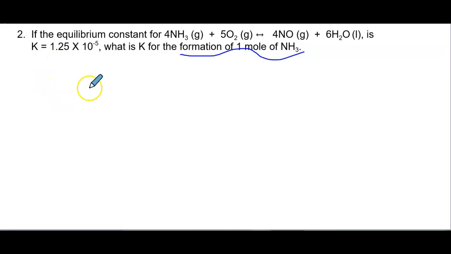Am I going forward or reverse? So I'm going to form. Form means makes. I need to form what? I need to show that it's forming, or calculate a K, for the formation of NH3. This does not show NH3 being formed, so I need to reverse it.